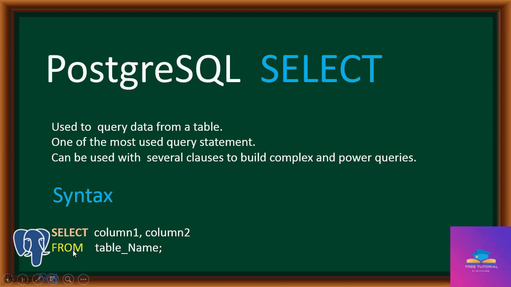The from is very important because the query needs to know where it's pulling that data from. So the from is used to specify the name of the table.